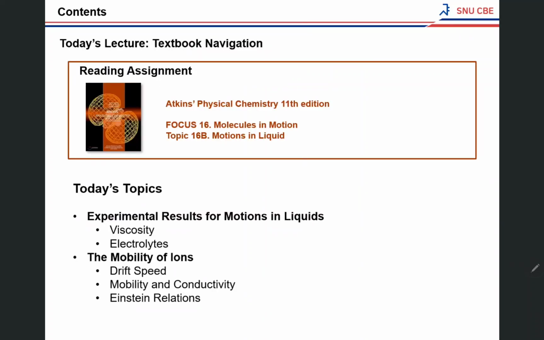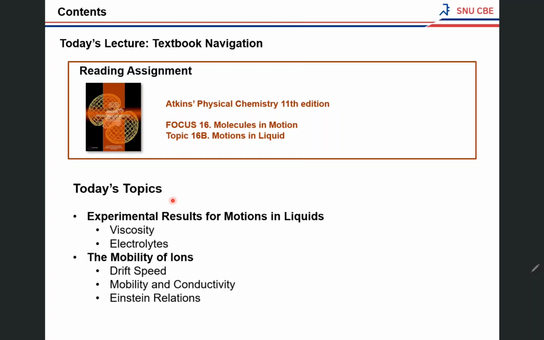So this is today's lecture contents. We're going to talk about a new topic, which is motions in liquid. It corresponds to topic 16B, which belongs to focus 16 of the Atkins textbook, 11th edition. The numbering of the chapters may depend on the edition you have.